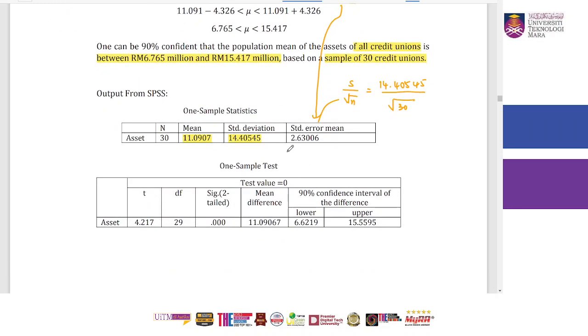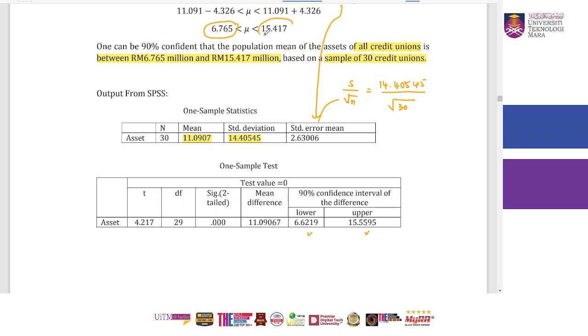Okay. And then the second part of the output gives you the one sample test. So this is a t-test, one sample test for t-test. So you have the t-values here, degrees of freedom and then the significance. And then you have the mean difference. So ini tak apalah sebab mean is 11 point. But this is just one. So the test value equal to 0. And then you have the 90% confidence. So dia nakkan kat sini 90% confidence. You have 6.6219 and 15.5595. Okay, you will see that the value is slightly different from the one you have just calculated.